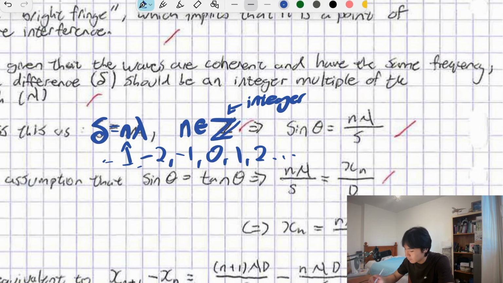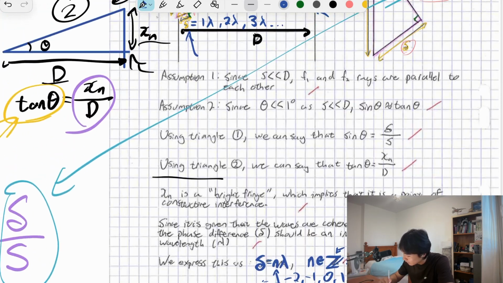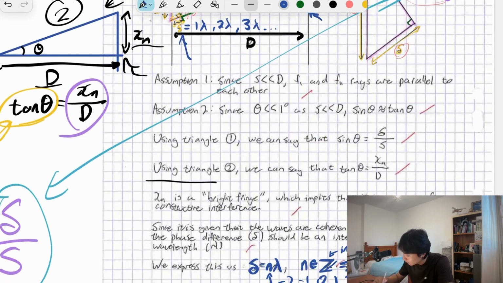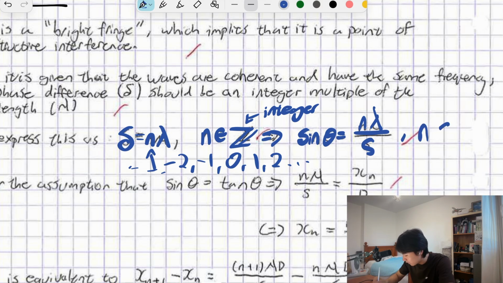All right. And you can say that, okay, so you know that sine theta, we got that it was delta over s, right? But since we laid out that delta is actually equal to n times lambda, you can just write that down, right? Where n is just an integer, right? n is an element of the integers, right?